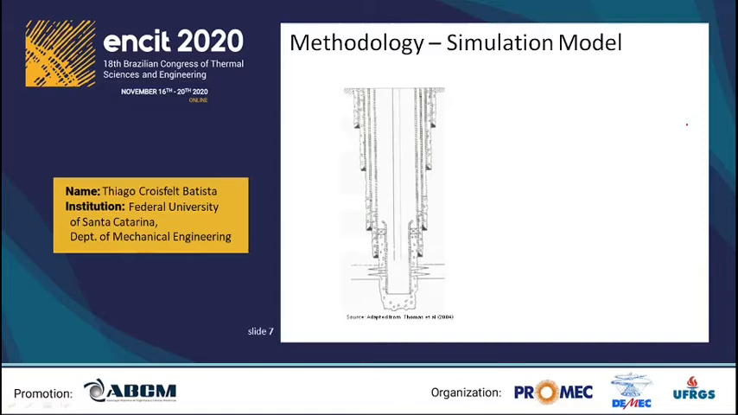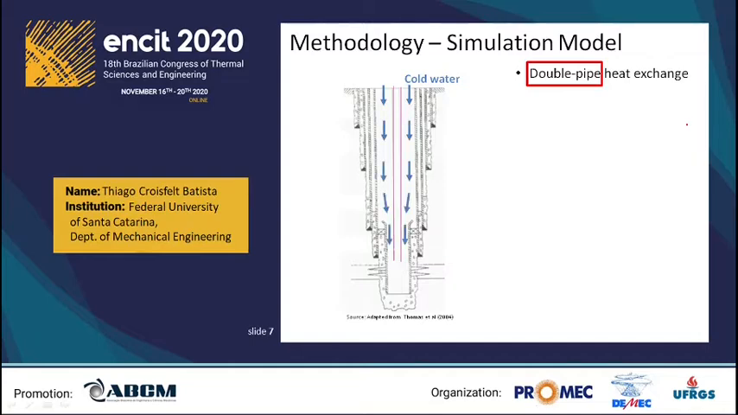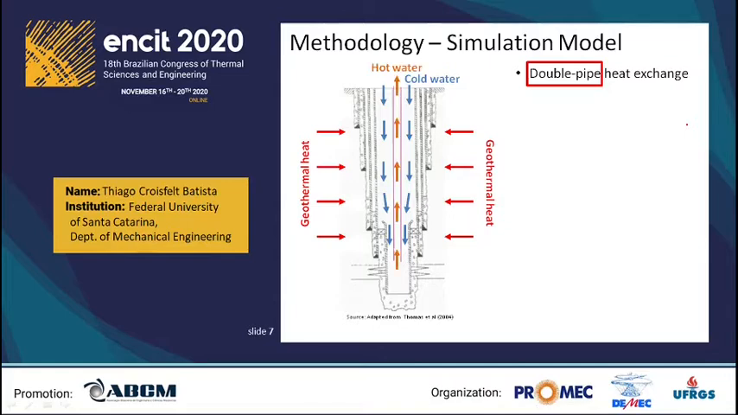To recover heat from the lithosphere, we considered a closed cycle and deployed the double pipe heat exchange concept. In this system, we placed the production tube in the center of the wellbore. Then cold water is injected in the annular portion of the well. And while it goes down, it recovers natural geothermal heat from the rocks. Then this heated water is extracted from the bottom hole through the inner pipe, the production tube.